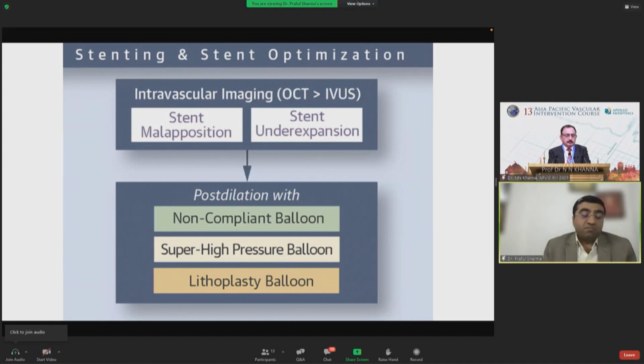Following stent implantation, OCT should be performed to ensure adequate endpoints have been reached, with further stent optimization employed as needed. Liberal use of balloon pre and post dilatation are employed as needed before and after.